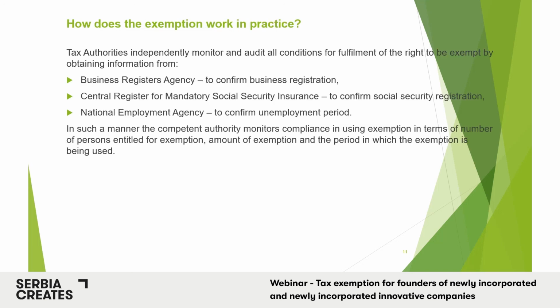You apply the incentive by yourself, starting from the first moment that you have fulfilled the conditions for the incentive, and due to the fact that the current information technology and the integration of the business registrar agency, the central register for mandatory social security insurance, as well as the national employment agency, enable the Serbian authorities to audit and control the application of this incentive with ease.